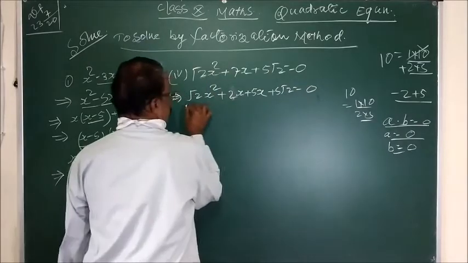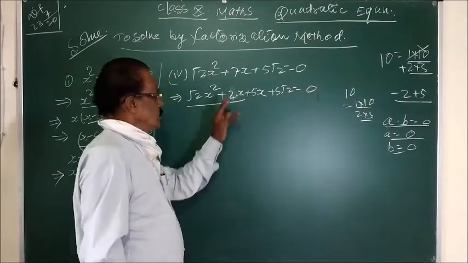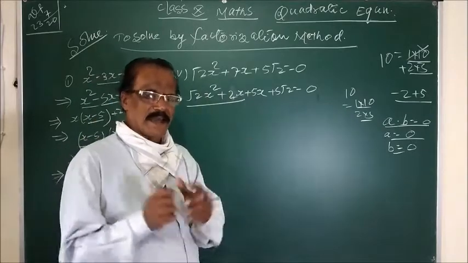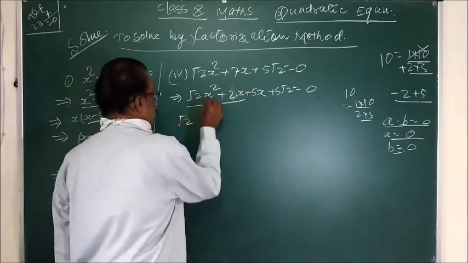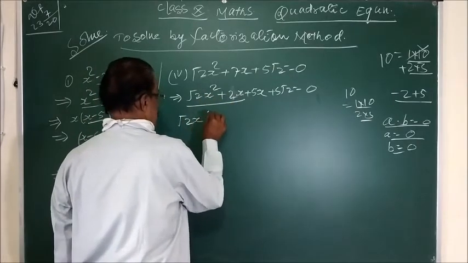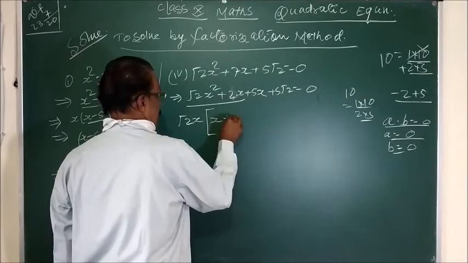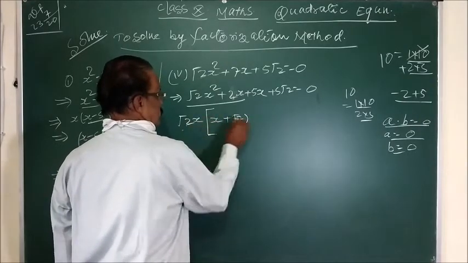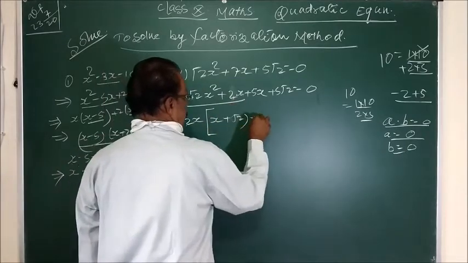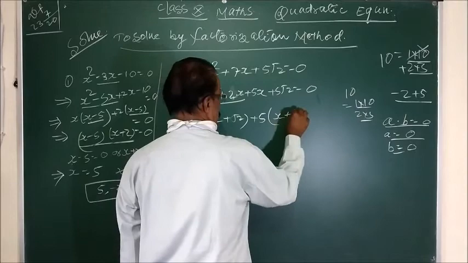Now you take common. Root 2 here is 2. 2 means root 2 into root 2, understand? So root 2 is common and the variable x is common. So root 2x common, and here will be x and here will be root 2. Root 2 into root 2, 2. And here is common 5x plus root 2.